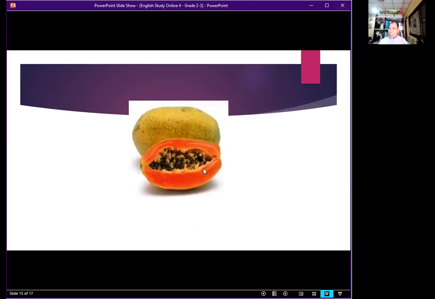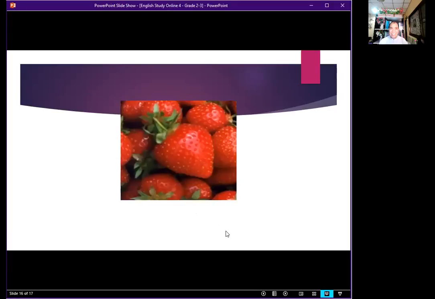How about this picture? Papaya. P-A-P-A-Y-A. Papaya. Okay. How about this one? Strawberries. Strawberries. Let's spell. S-T-R-A-W-B-E-R-R-I-E-S. Strawberries.